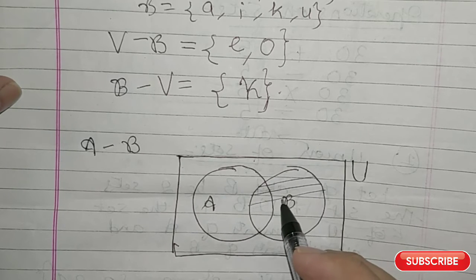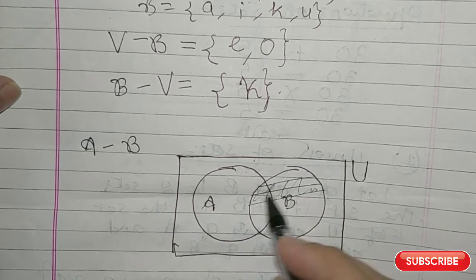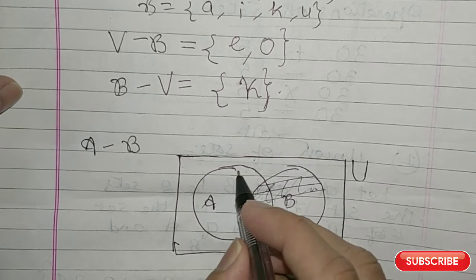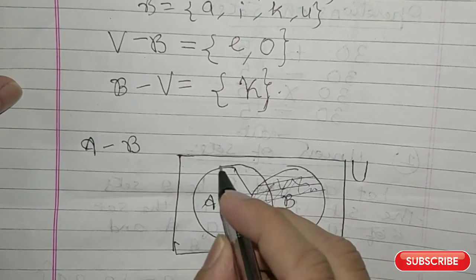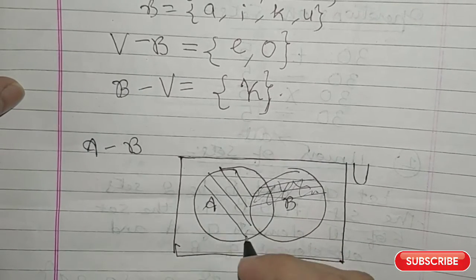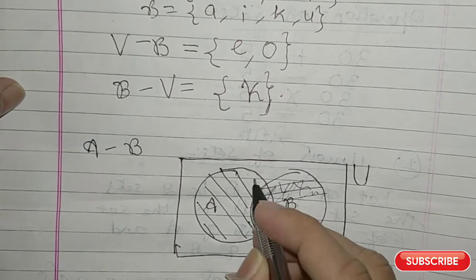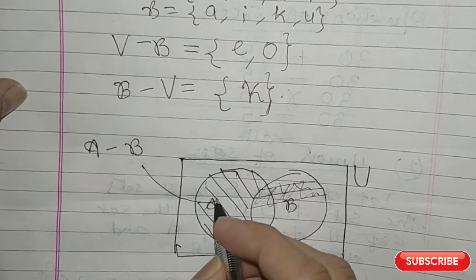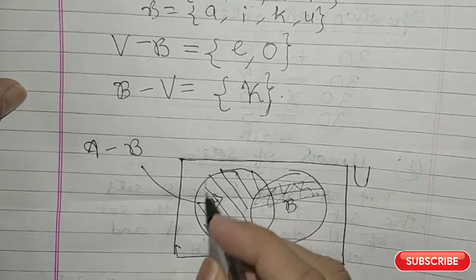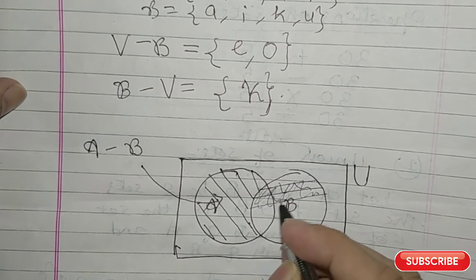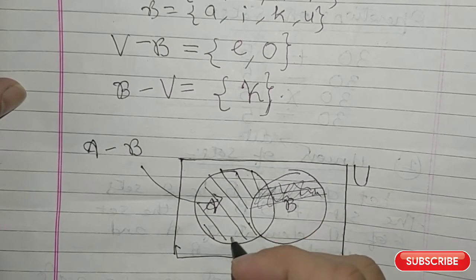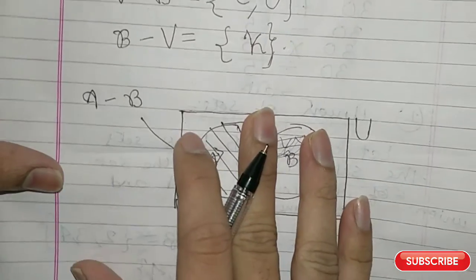Elements of B you have to remove. So this part you have to remove. So what remains? This part remains here. So this is the region A minus B. All this is the region A minus B.